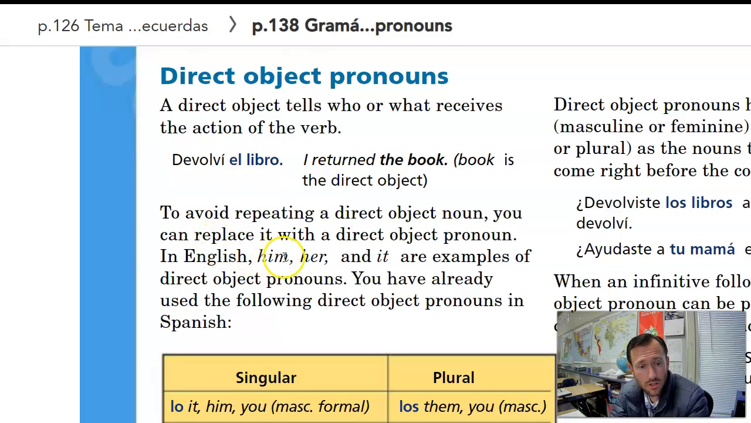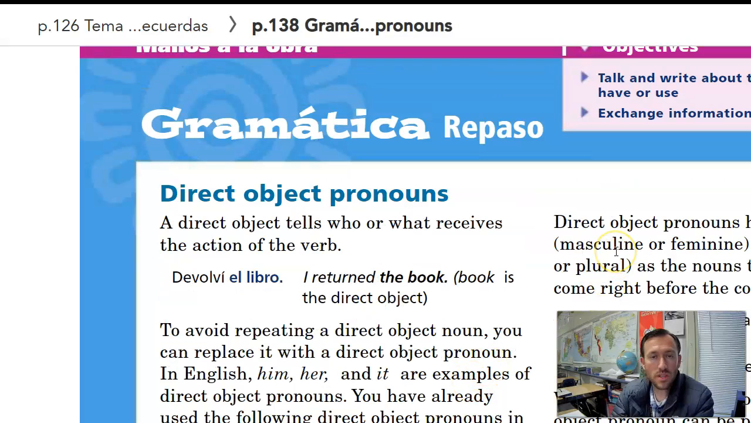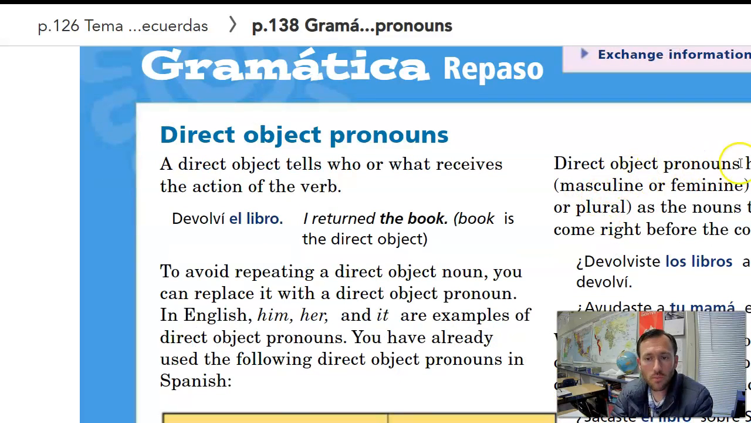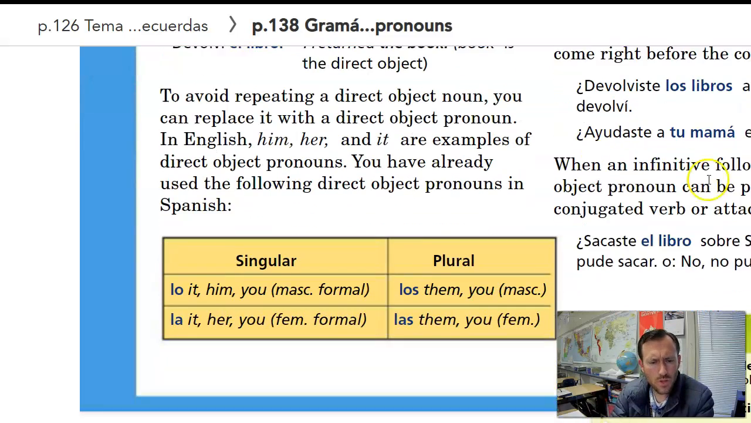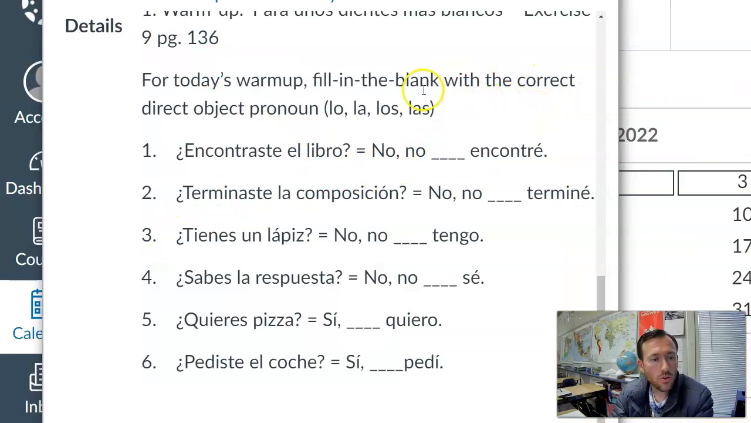In English, these direct object pronouns are it, him, her, or them. In Spanish, lo and la are singular direct object pronouns, and los and las are plural direct object pronouns. And as we've seen in other grammatical concepts in Spanish, direct object pronouns have the same gender and number as the nouns they replace. So you should have a chart that looks similar to this, but with masculine, feminine, singular, plural labeled on either side there. So using those notes, determine which direct object pronoun should be used for each of these sentences.